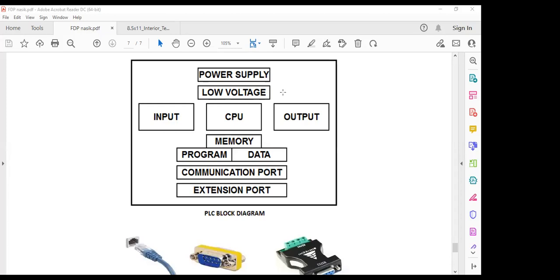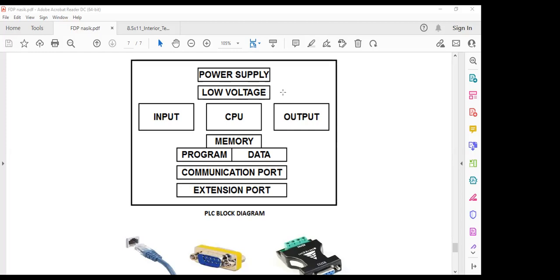Next, CPU. Obviously, CPU is going to handle all the things. It is the main part of the PLC. The processor name will be different for different brands, that you need to check in its catalog, like Mitsubishi, Allen Bradley, Siemens. You need to check its catalog for its processor name. Main thing is here input output. We will have a slightly more detailed discussion about these two.